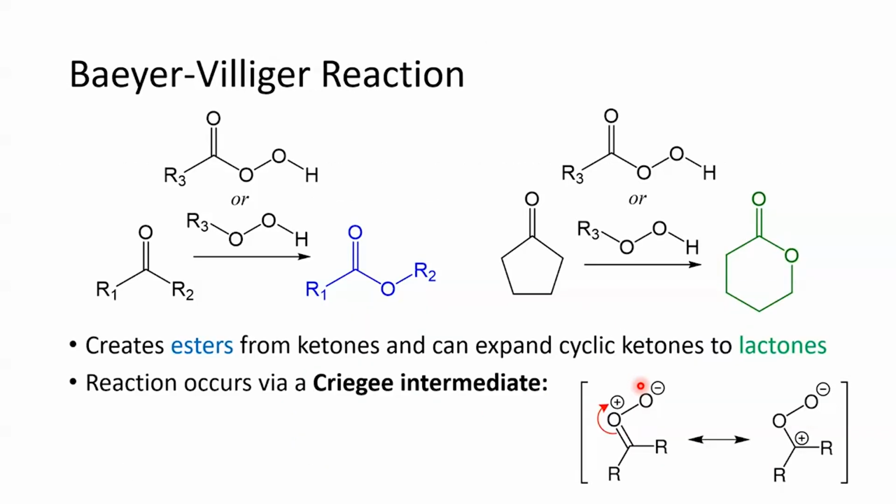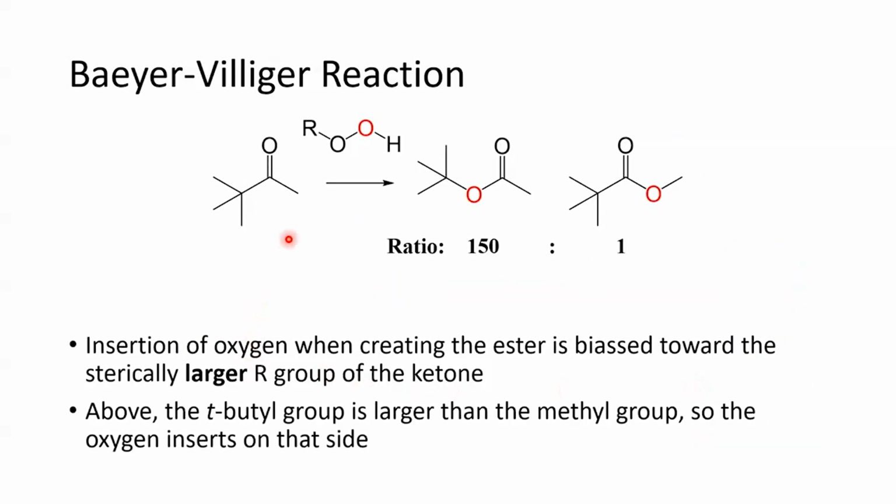Moving on to the Baeyer-Villiger reaction. This reaction creates esters from ketones and can also be used to expand cyclic ketones to give lactones. The reaction occurs via this Criegee intermediate, which is this zwitterionic peroxide-like species. So interestingly, insertion of the oxygen into our ketone creates an ester whereby the oxygen is biased towards the bulkier functional group. So for the reaction of this ketone with a methyl group and a tert-butyl group, you get a ratio of 150 of the tert-butyl ester versus 1 of the methyl ester. So it's very much sterically directed.